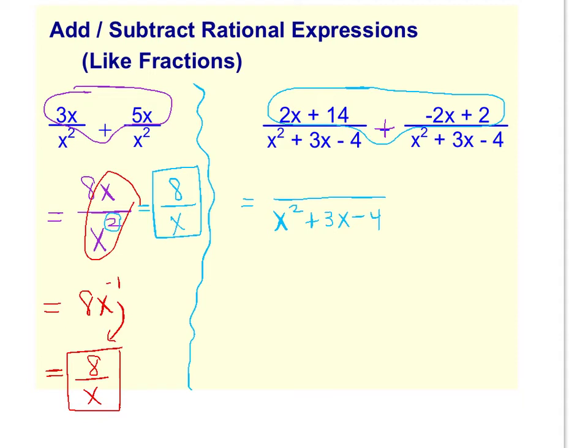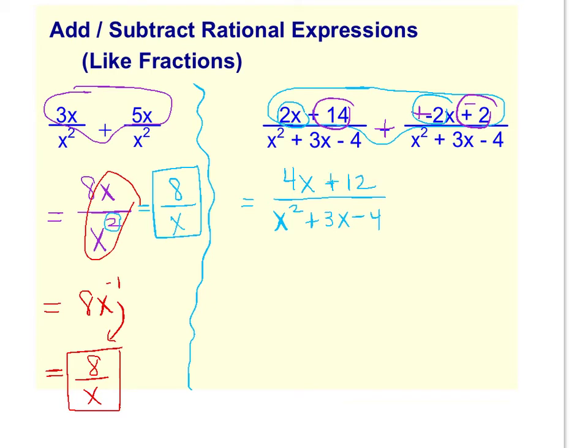So we have to change the signs in our second numerator. So that makes this a positive 2x and a negative 2. So now we have a 2x plus another 2x, which gives us 4x. And then we have 14 plus a negative 2, which gives us a 12. So 4x plus 12.